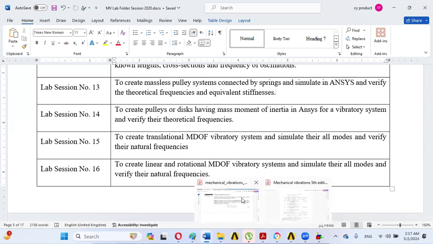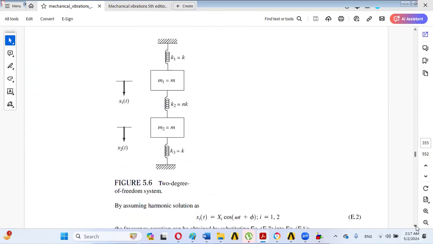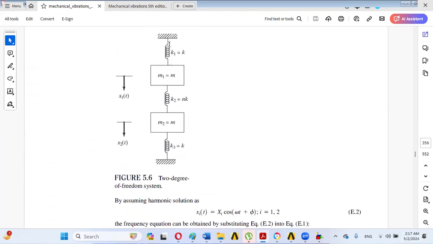As a reference, example 5.1 from the textbook Mechanical Vibrations by S.S. Rao will be used. Frequencies of a spring mass system, and here is shown the statement: find the natural frequencies and modes of a mass spring system as shown in figure 5.6. Here we can observe figure 5.6, which shows the schematic for a two degree of freedom system.